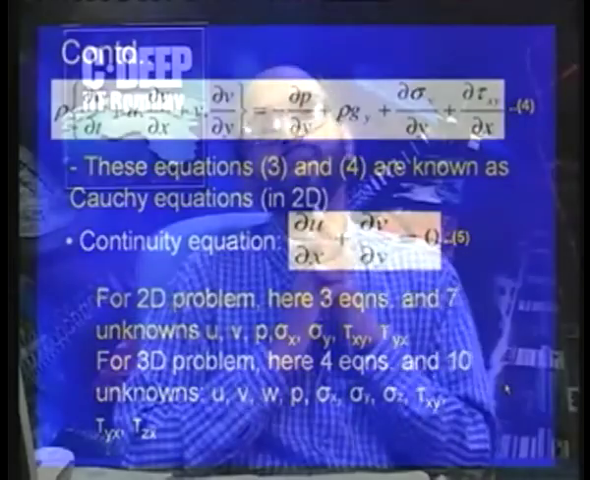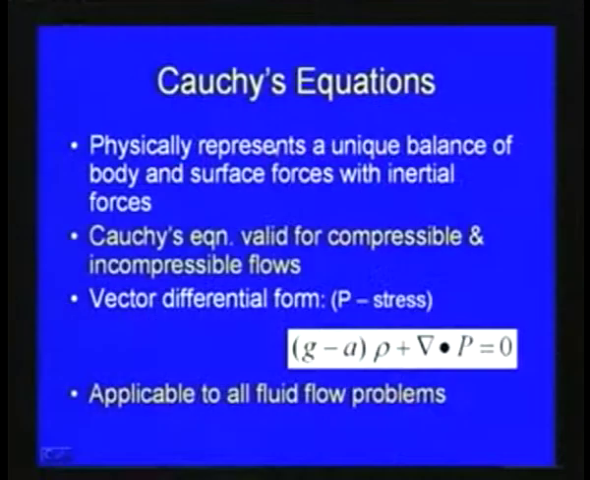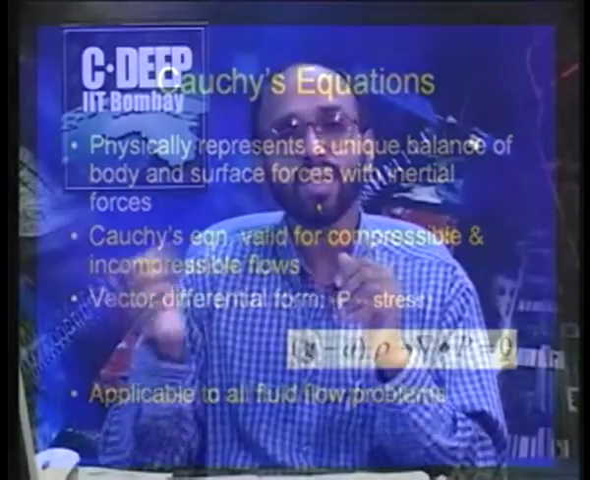Depending upon the problem, we can supplement with various other equations, like equations of state, and then we can try to solve the problem. This Cauchy's equation which we derived here is the basic equation for viscous flows. Cauchy's equation represents a balance of body and surface forces with inertial forces. The Cauchy's equation which we derived is valid for compressible and incompressible fluid flow.